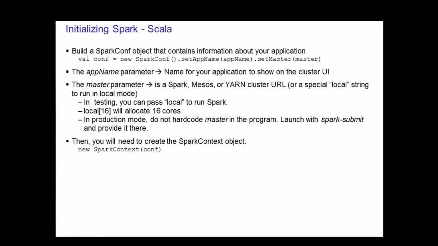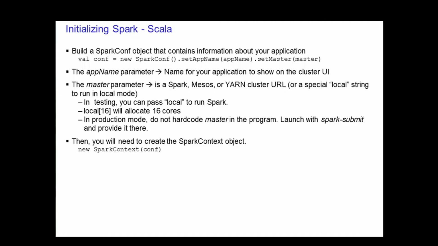Once you have the dependencies established, the first thing you want to do in your Spark application before you can initialize Spark is to build a SparkConf object. This object contains information about your application. For example, val conf = new SparkConf().setAppName().setMaster(). You set the application name and tell it which master node to use. The master parameter can be a standalone Spark distribution, Mesos, or a YARN cluster URL.